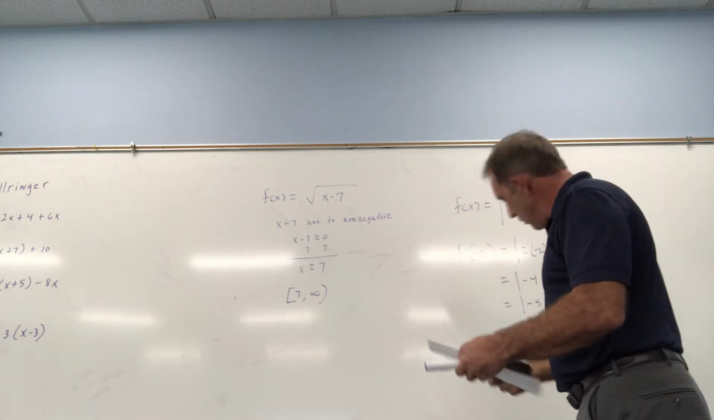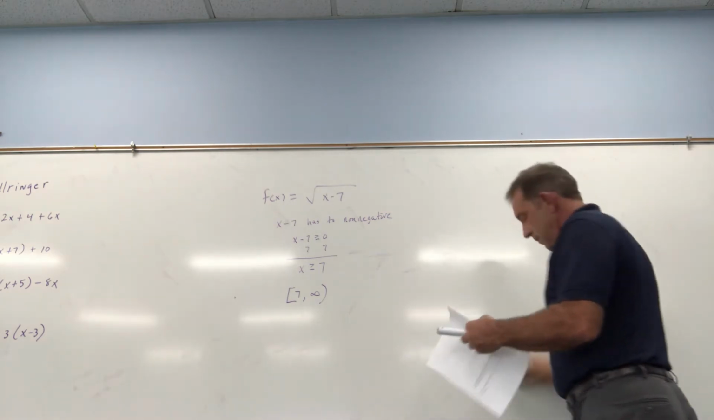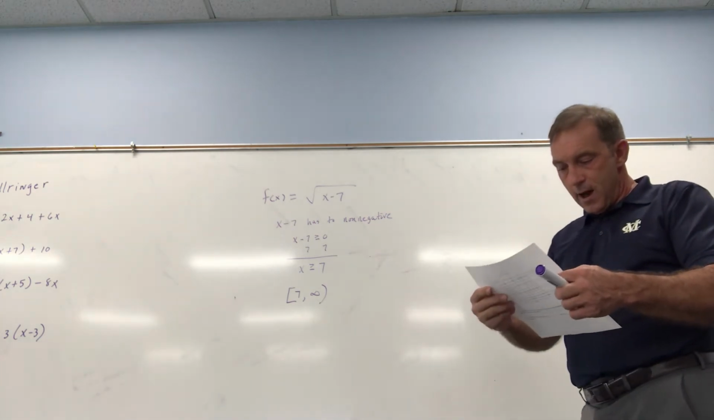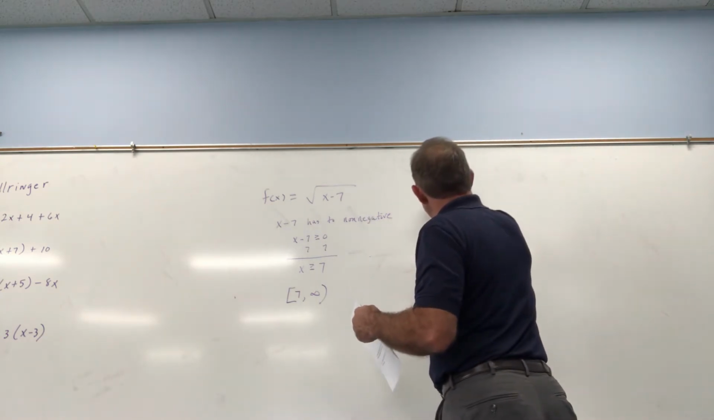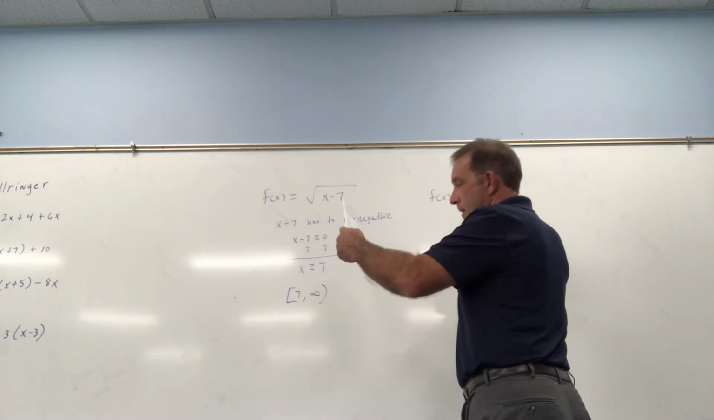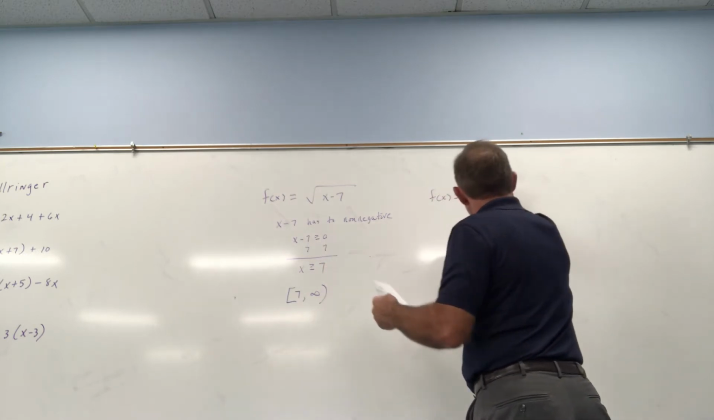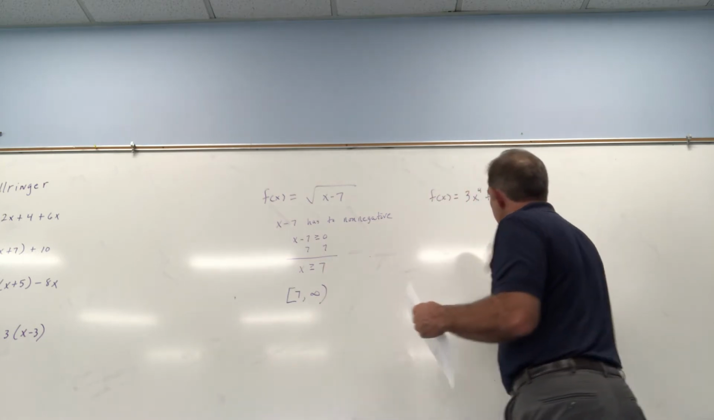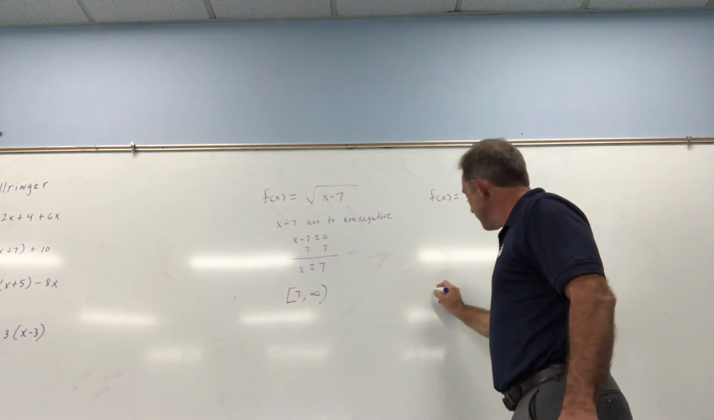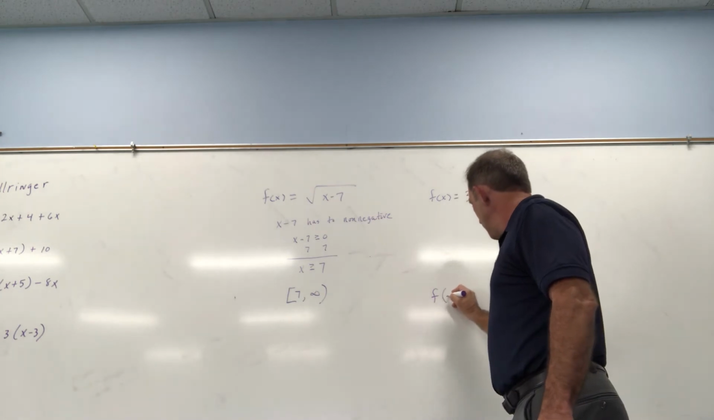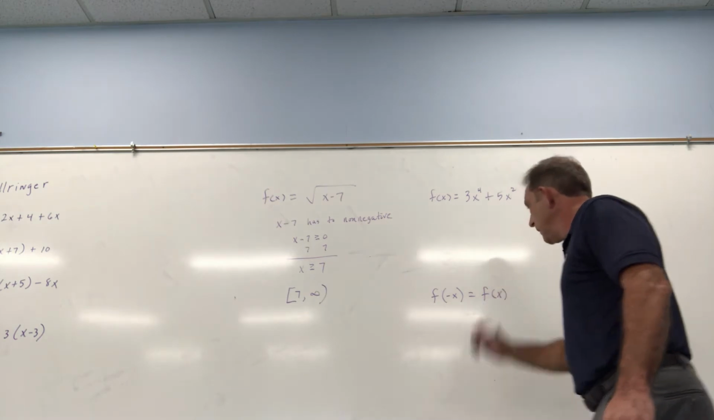Number 4 was asking whether or not this is an odd, even, or neither. So, we've got this function, 3x to the 4th plus 5x to the 2nd. And I can tell you that when a function is even, then f of negative x will still just equal f of x.